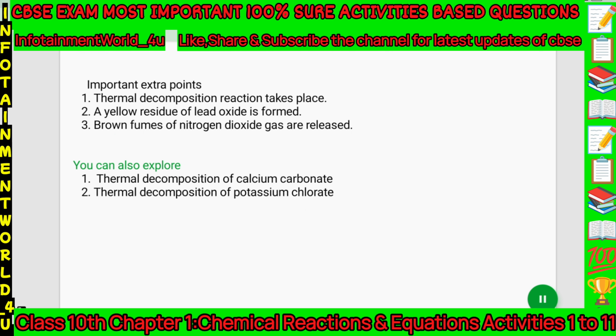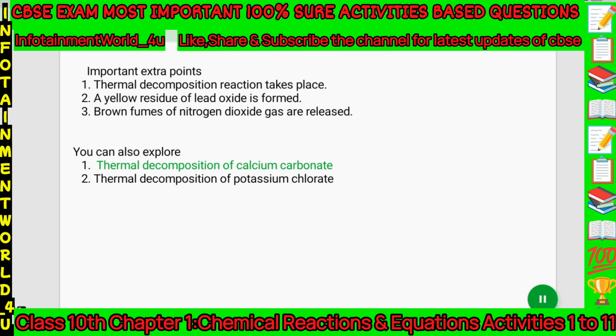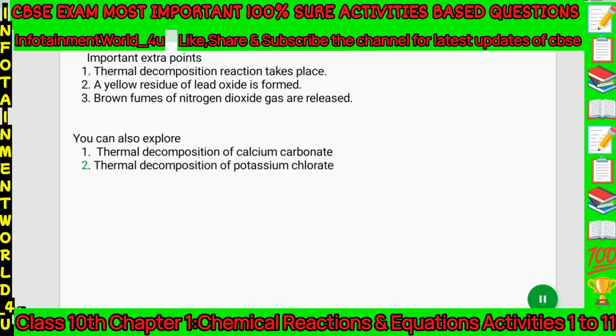You can also explore: 1. Thermal decomposition of calcium carbonate. 2. Thermal decomposition of potassium chlorate.